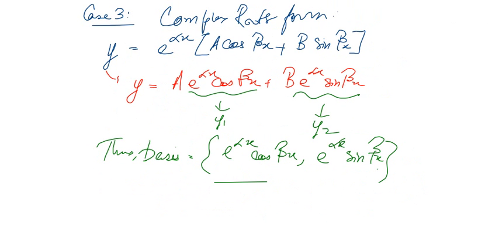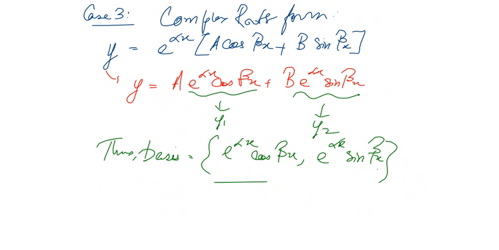The third and last case is where complex roots exist and your standard equation is y is equal to e to the alpha x times a cos beta x plus b sin beta x. The general solution can be expanded and written in the form y is equal to a e to the alpha x cos beta x plus b e to the alpha x sin beta x. So here y1 is equal to e to the alpha x cos beta x, and y2 is equal to e to the alpha x sin beta x.